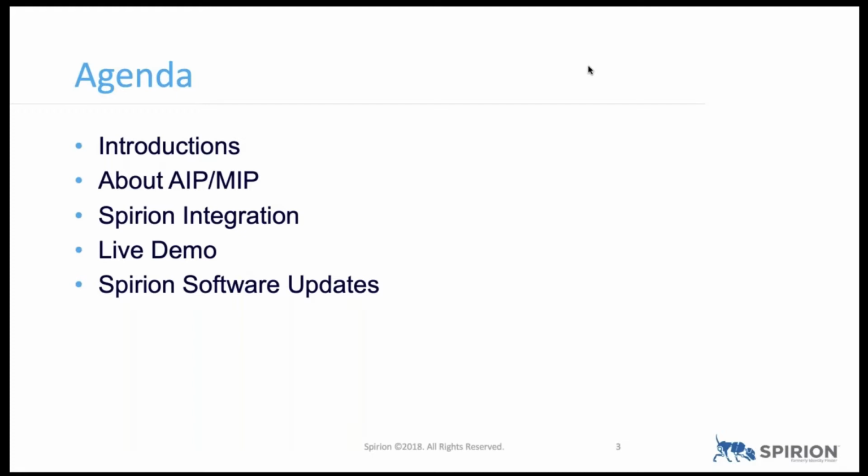Agenda-wise, we went through the introductions. Going to talk a little bit about what AIP MIP is. I still get some questions from time to time, and it sounds like there's a slight bit of confusion about where the line between one begins and one ends. Is it the same thing? Is it a different thing? So we'll talk just a little bit about what that is. And we'll talk about the integration between Spirion and AIP MIP before we jump into a live demonstration of that integration. And then we'll touch a little bit more on some of the recent updates to the platform and some of the things that allows for.